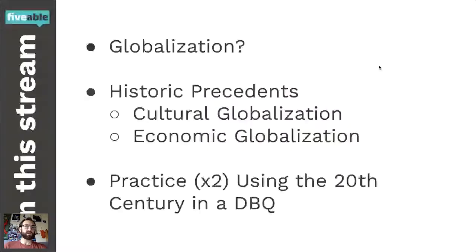Okay, today we're just going to take a quick look at something called globalization. We're going to talk a little bit about what that is, just so we're all on the same page, and then we'll talk about how we've seen globalization before the 20th century. So, things that are normally associated with globalization, and we're going to talk about how you do see a lot of these trends before the 20th century, so that you can use them as context or possibly outside evidence, or even maybe complexity in your DBQ.